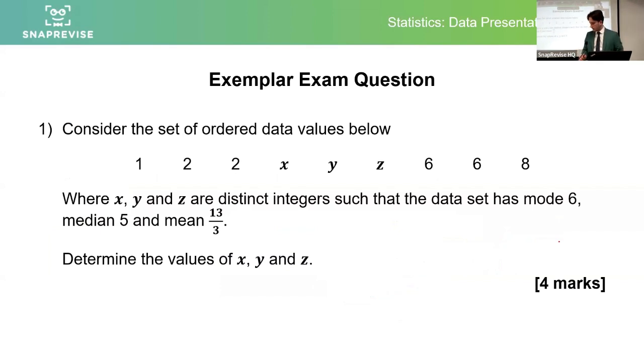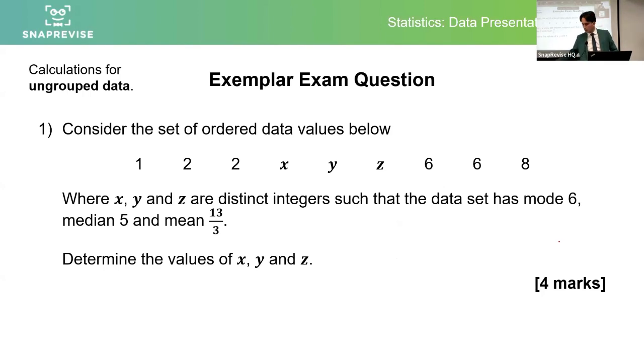So here we go. Here's a quick question for you guys to try. It's a good problem solving one. I'm going to give you a minute to think about it and get us into that statsy kind of way of thinking. So here's a set of data, ordered data, that's important. X, Y, and Z are distinct integers such that the data set has a mode of 6, a median of 5, and a mean of 13/3. Find X, Y, and Z.